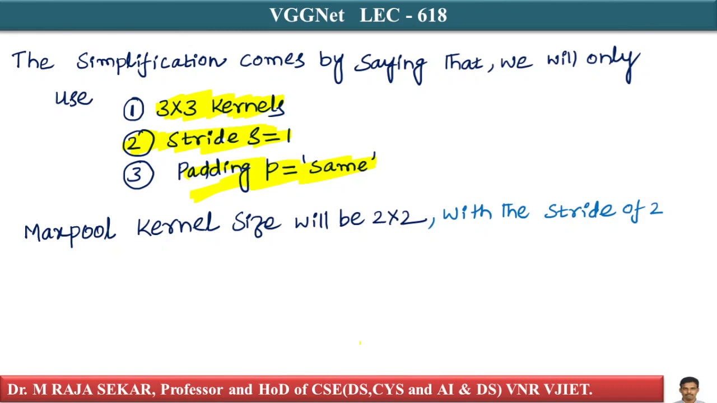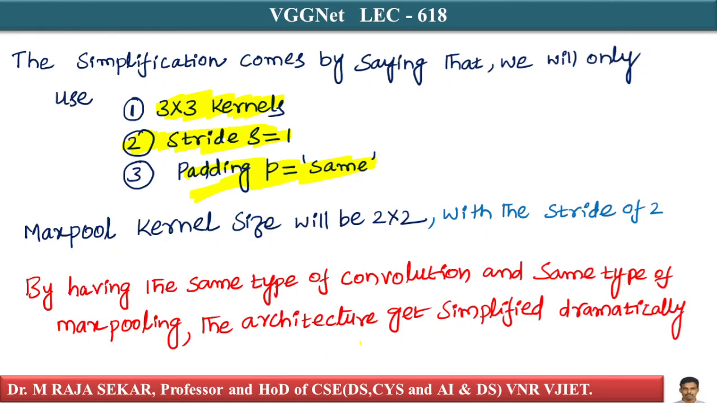Here you are only using 3 by 3 kernels. You only have 3 by 3 with stride equal to 1 and same padding. Whenever you have max pooling, you only have max pooling kernels of 2 by 2 with a stride of 2. By having the same type of convolution every time and the same type of max pooling, the architecture gets simplified dramatically.